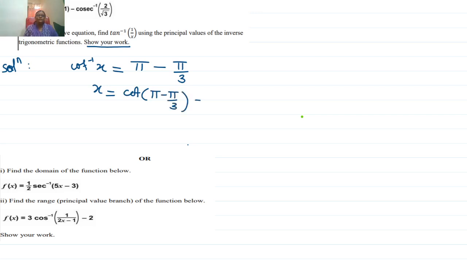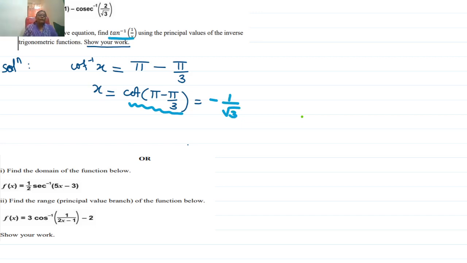Now here, what condition will give us the value of this expression? Just recollect cot of pi minus theta is minus of cot theta. So that gives us minus of cot pi on 3, that is minus of 1 on root 3. So here we got the value of x.